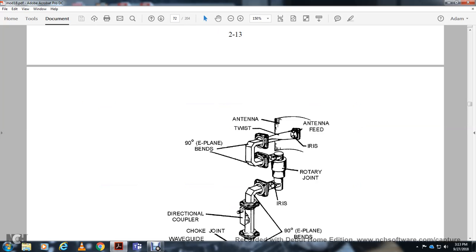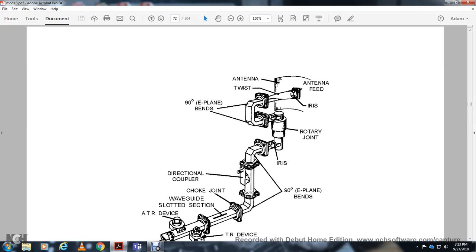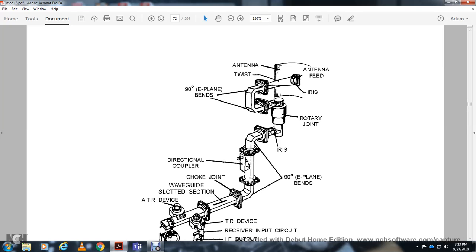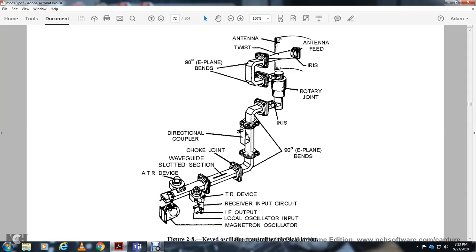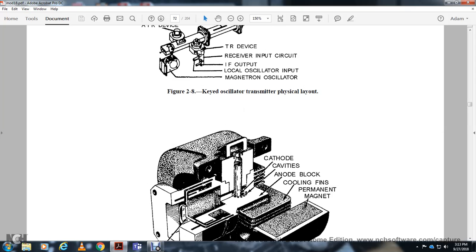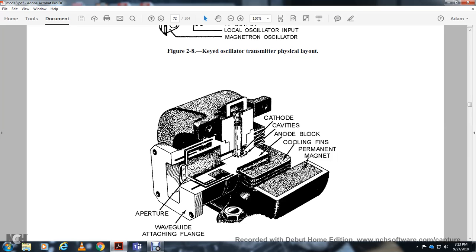This shows the antenna, antenna feed, iris, rotary joint, 90-degree E-bend with iris, directional coupler, 90-degree E-bend with choke joint, waveguide slotted section, ATR device, TR device, receiver input circuit with intermediate frequency output, local oscillator, and magnetron oscillator. This also shows the waveguide attaching flange, cathode, cavities, anode block, cooling fans, and permanent magnet of a typical magnetron.